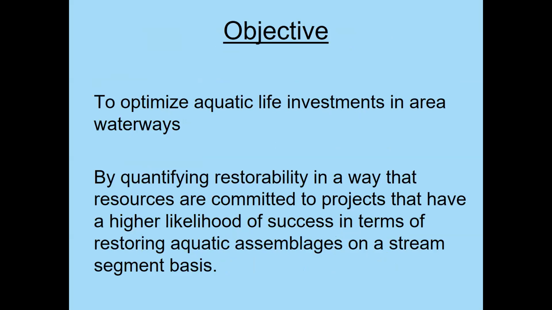So the objective here is to have a model that allows us to optimize investments that look to improve or maintain aquatic life in area waterways. This came out of a longer objective. I took a little section of it here because I do like the way it's worded, so I'll just read that out because it feels odd not to. By quantifying restorability in a way that resources are committed to projects that have a higher likelihood of success in terms of restoring aquatic assemblages on a stream segment basis. So what we're looking to do here is a higher likelihood of success.